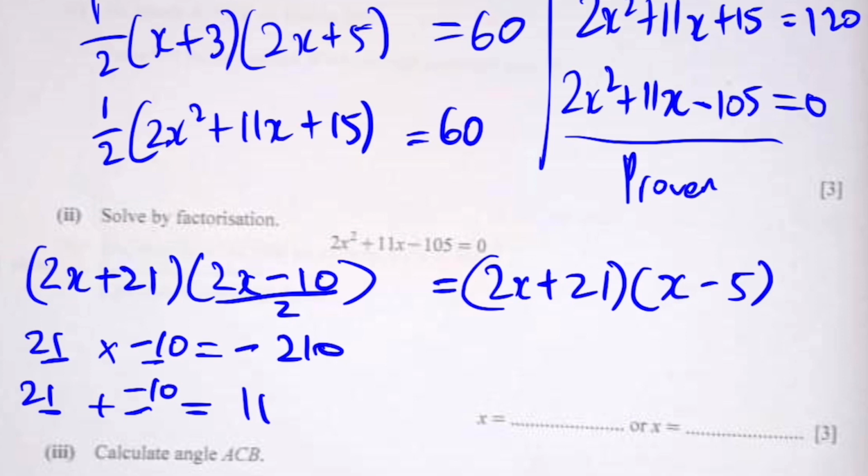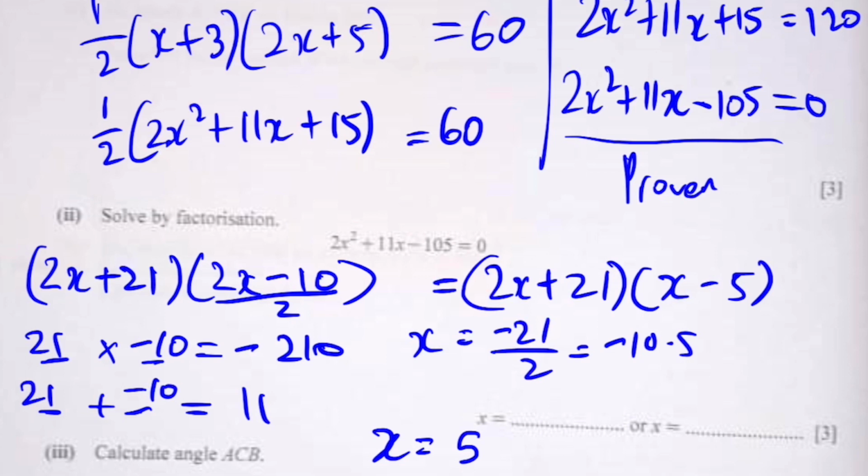Now we can solve the equation. So x is equal to minus 21 when being brought to the other side, and then divide by 2, which is equal to minus 10.5. And otherwise, x will be equal to 5, because we bring minus 5 to the other side. So minus 10.5 and 5 are the answers. And that's the answer. Let's go to part 3.